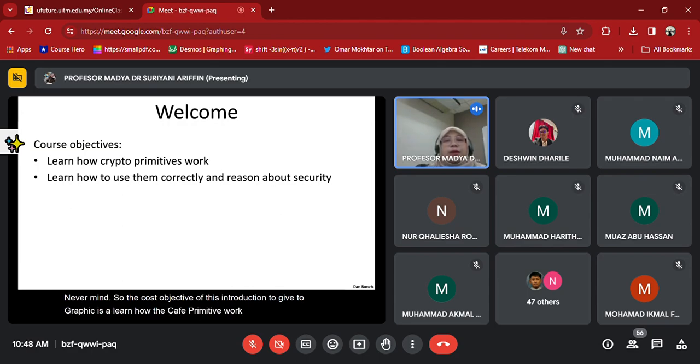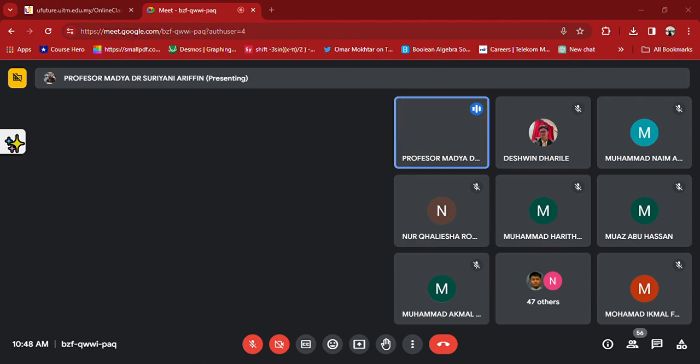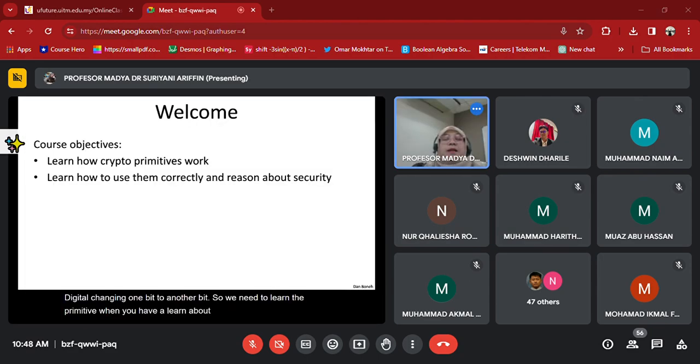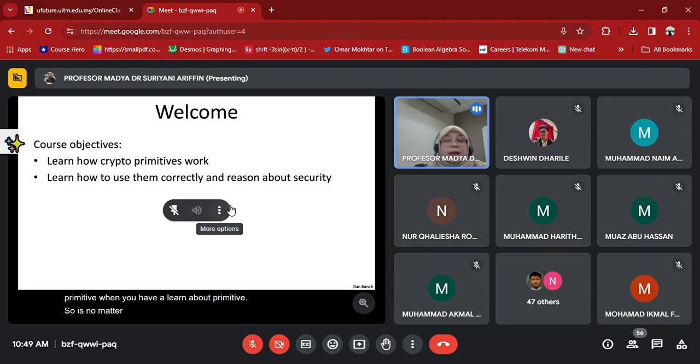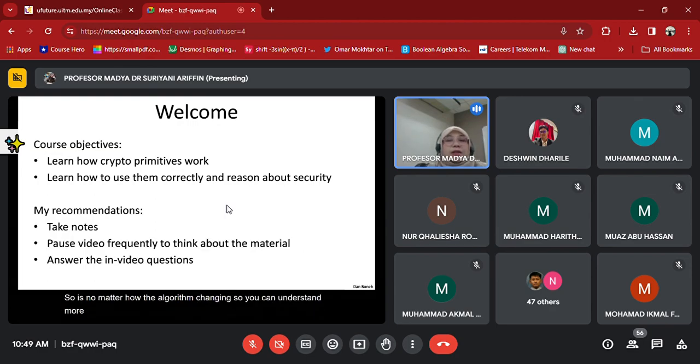So the course objective of this introduction to cryptography is to learn how the cryptographic primitives work. How the cryptographic primitives work means that we need to understand the flow, how the programs work, the algorithm coding from digital, changing one bit to another bit. So we need to learn the primitives. When you have learned about primitives, no matter how the algorithm changes, you can understand more. My recommendation for the course is that you take notes, and of course you need to download the slides and make some notes.